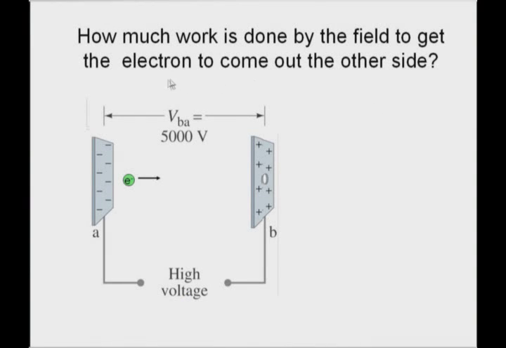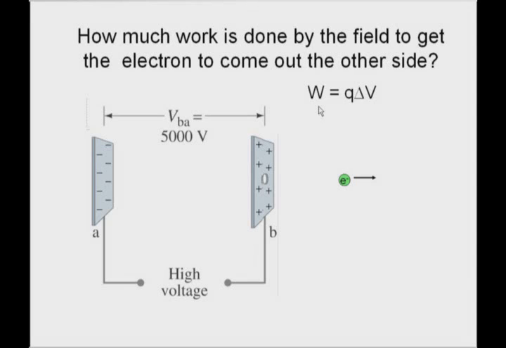How much work is done by the field to get the electron to come out the other side? This is similar to the problem we did last week. We know the electron is going to repel from the negative plate here and attract towards the positive plate on this side. So it comes flying through. And in order for a transfer of energy to occur, we're starting with potential going to kinetic. Some work has to be done, and that work is done by the electric field.